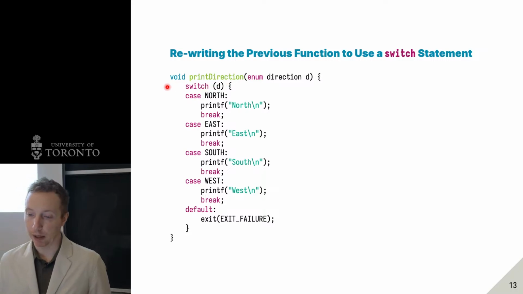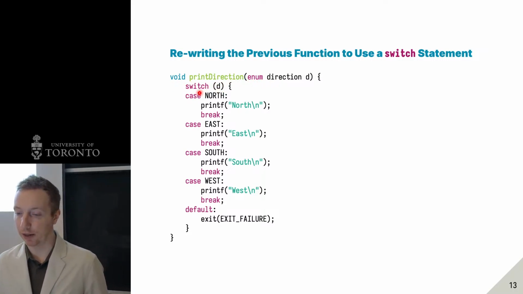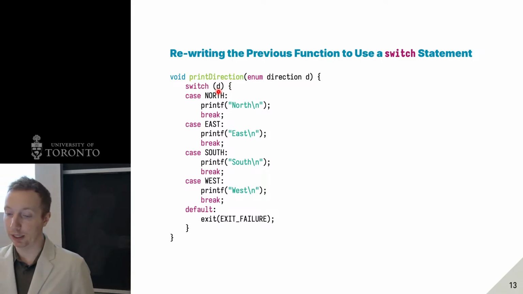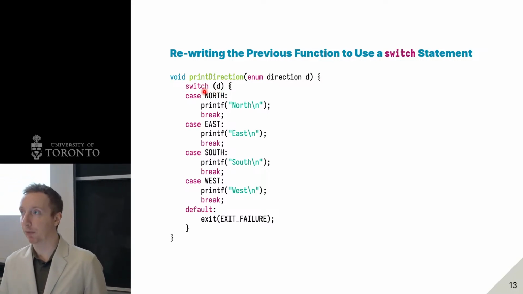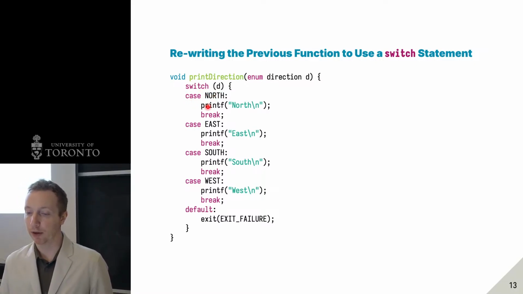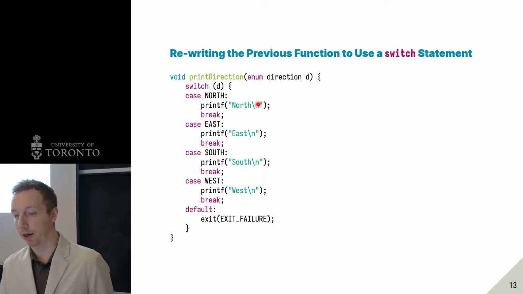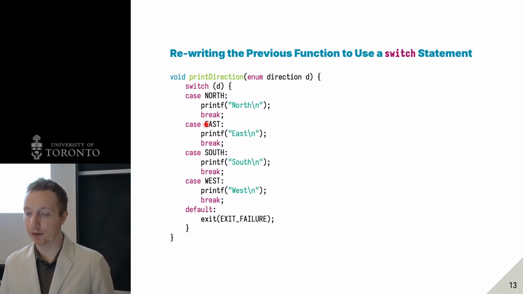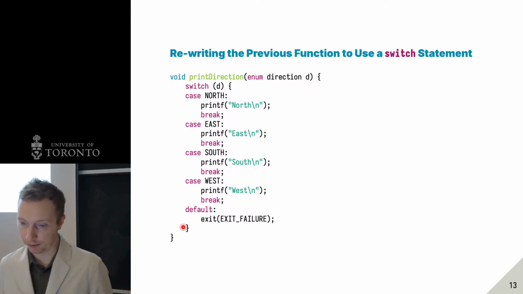So I could write print_direction, taking an enum direction, and then switch on d. That's the only time I have to use the variable d in this function. And then I can have separate case statements for every single value. I could have a case statement for north, which would printf north, and then has a break, so it just skips to the end after it's done executing that print statement. Otherwise, if the value matches east, it would print east, then hit break, so it would make it to the end of the function and return.